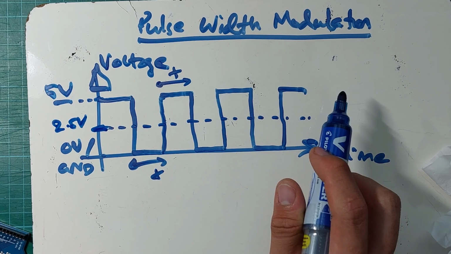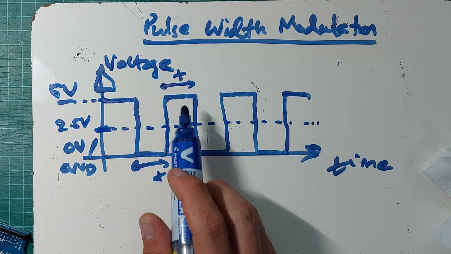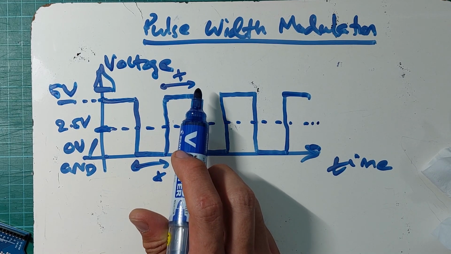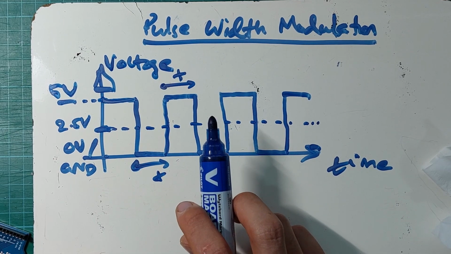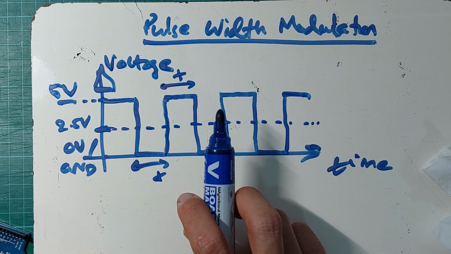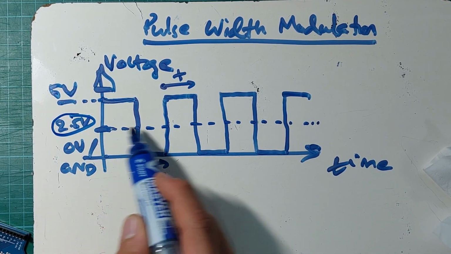So if we were to put a multimeter or some meter on the output of this, and if this T were to be really, really small, then we would actually see 2.5 volts, and I will demonstrate that to you soon. So that's the basic idea. We can actually change the output voltage by turning things on and off really quickly.